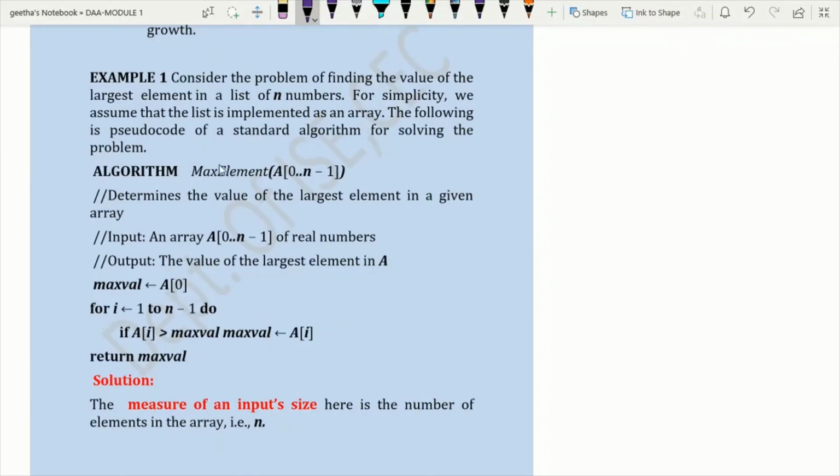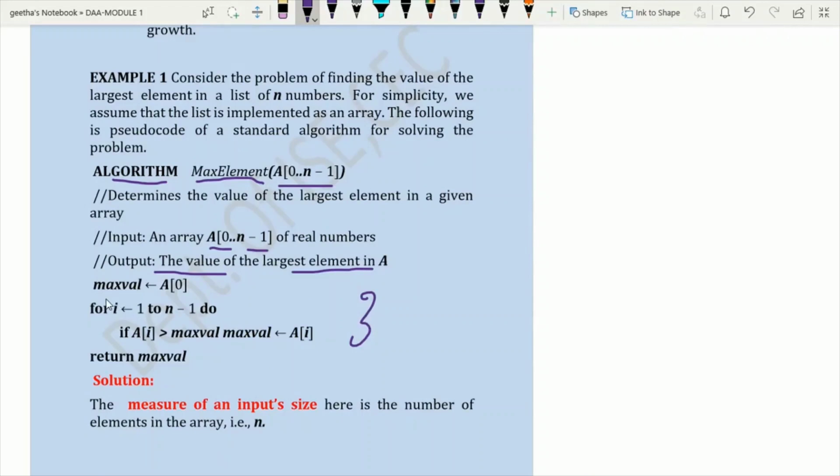So here, largest element in a list of n numbers. The first line is the algorithm, the name of the algorithm, and the parameter. The parameter here is a list of n numbers. From an array of elements you are finding the maximum element. The aim is to determine the value of the largest element in a given array. Next, input: an array A[0..n-1] of real numbers. Then output: the value of the largest element in the array. Then you need to write the procedure or body of the algorithm.